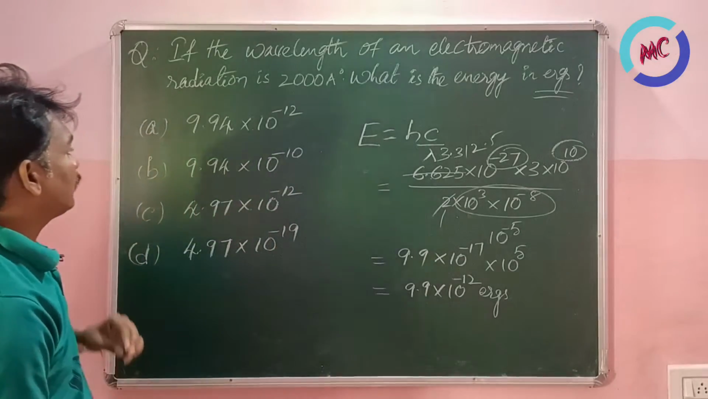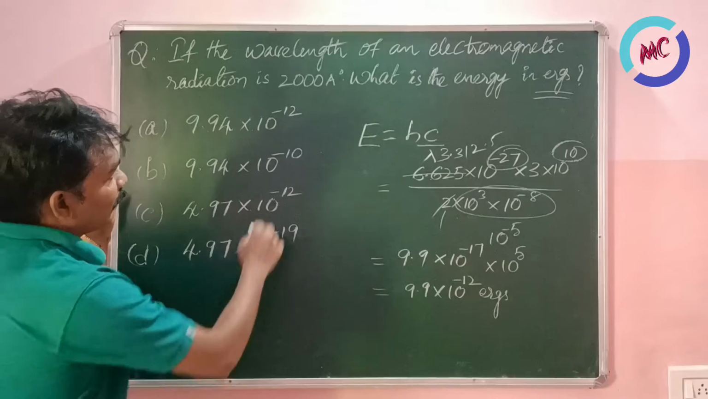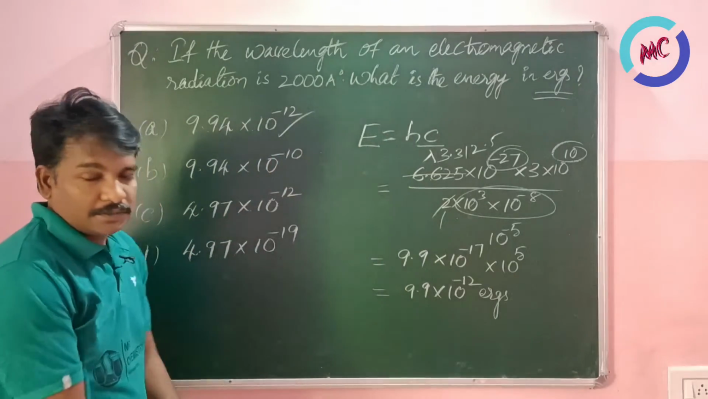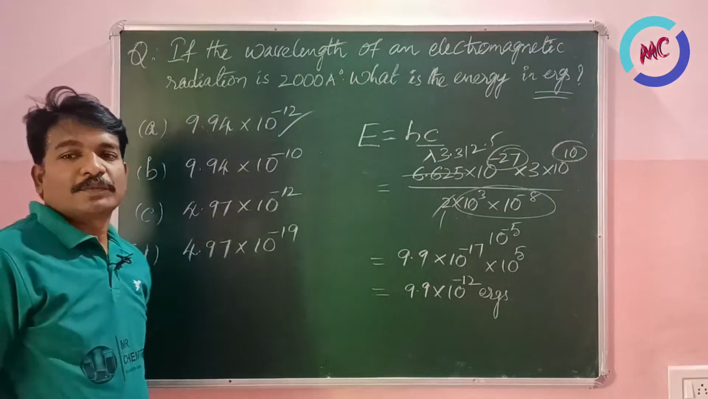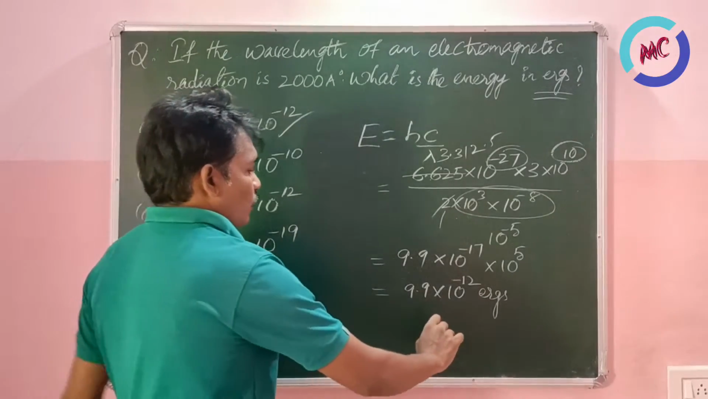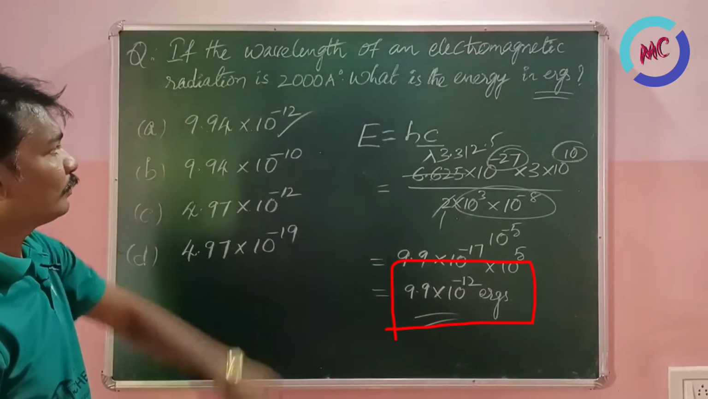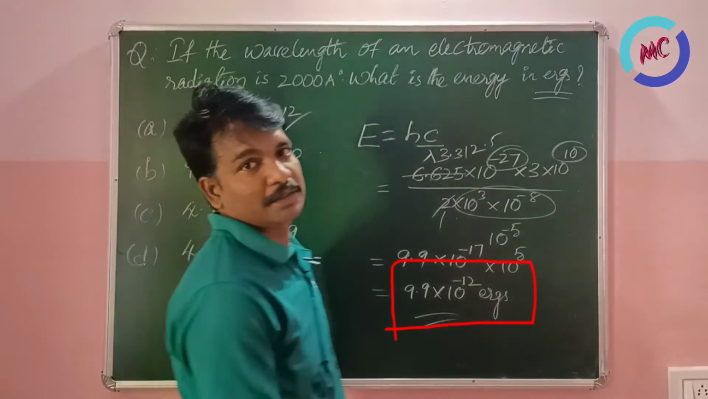What is the answer here? 9.9. Two options are there with 9.9 and only one is there with 10 to the power of minus 12. What is the answer here? 9.94 into 10 to the power of minus 12 ergs. Okay, please check it.